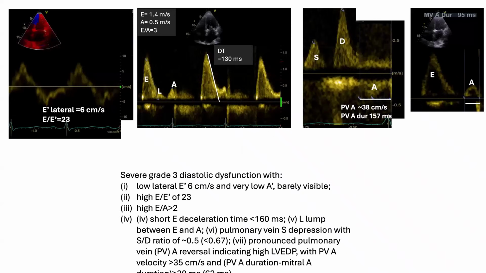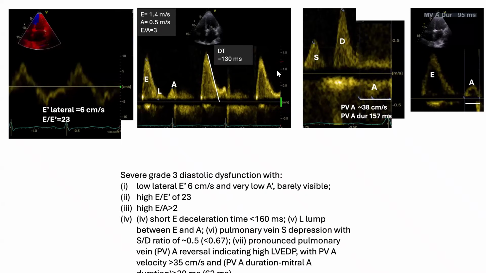This is an illustration of a case of restrictive cardiomyopathy, so grade 3 diastolic dysfunction. This is a patient who had a low lateral E prime, 6 centimeters per second, instead of 7. He had a very high E velocity with an E to A velocity ratio of 3, along with an elevated L wave, almost 50 centimeters per second. And besides that, you had a sharp, fast E deceleration time, less than 160 milliseconds.